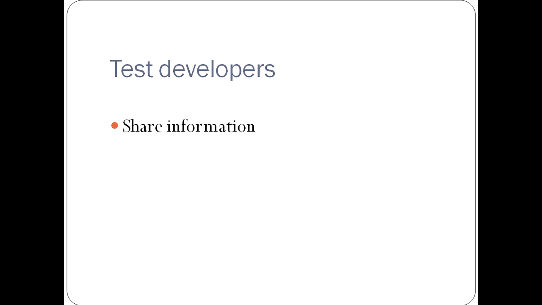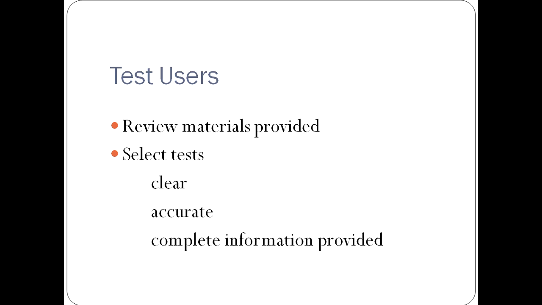Test developers also need to share all information, which includes test characteristics, a very detailed listing of everything, appropriateness, and test users use this to be able to review all the materials that are provided in order to select the right tests. So they need to make sure that what they get from the developers is materials that are clear, that are accurate, and that are complete in order to make the right decisions on what tests they want to use. Test developers also need to provide guidance.